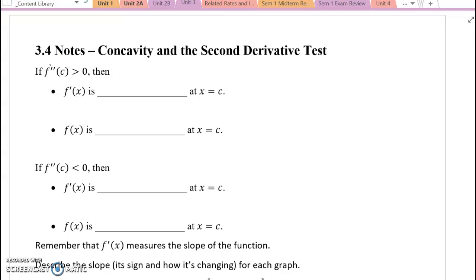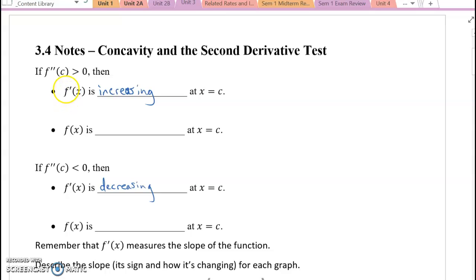So just like if the first derivative is positive, then the function is increasing. If the second derivative is positive, then the first derivative must be increasing, because the second derivative is the first derivative's derivative. And likewise, if the second derivative is negative, then the first derivative is decreasing. Okay? So the question now becomes, what does that mean for the original function?